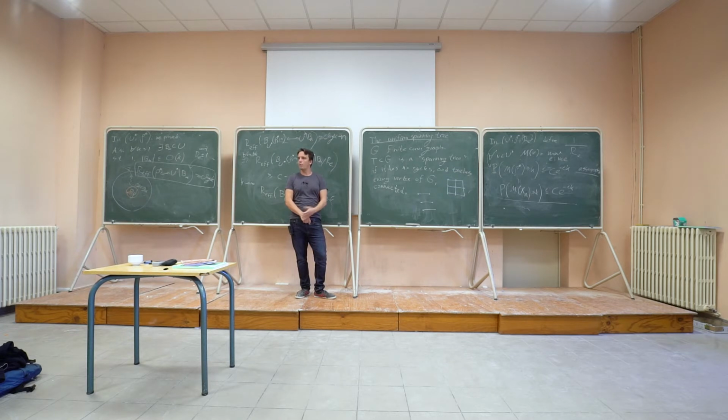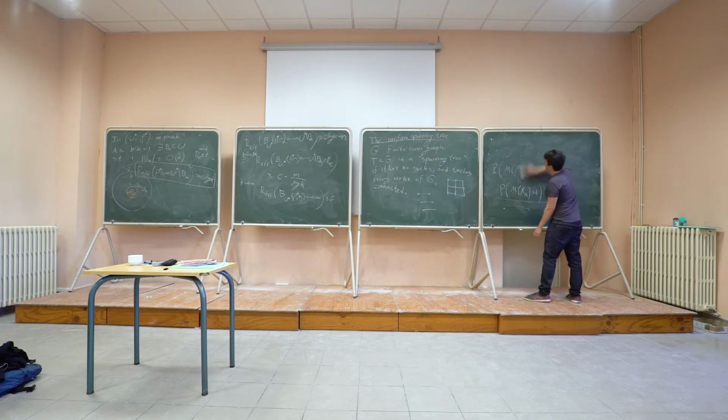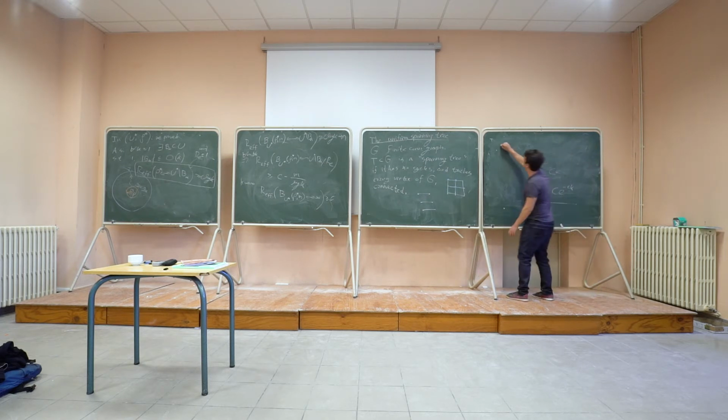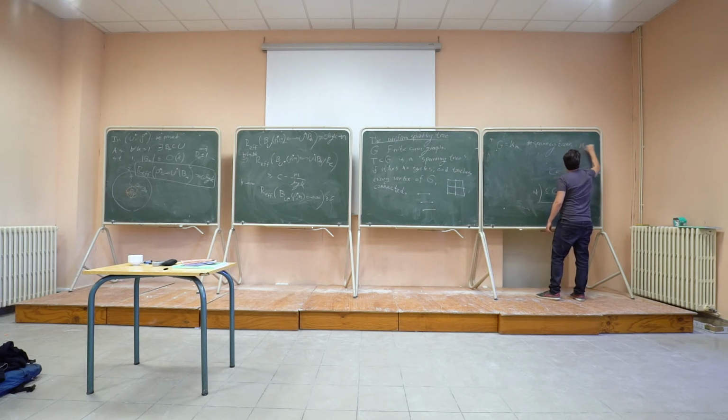Does anybody know what is the cardinality of this set? There's a theorem, right? Who is the author of this theorem? Cayley, right. When your graph is a complete graph, how many spanning trees do we have? When G is Kn, the number of spanning trees is n to the power n minus 2. And this is indeed Cayley's theorem.